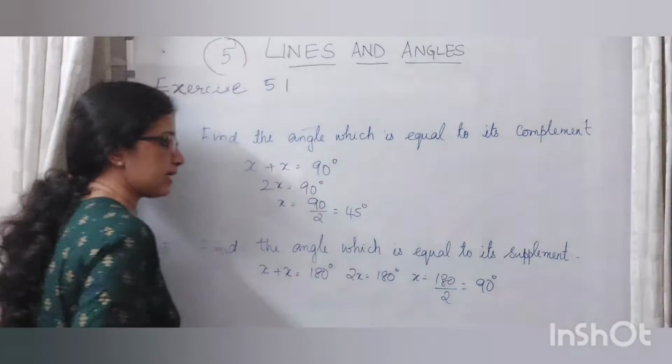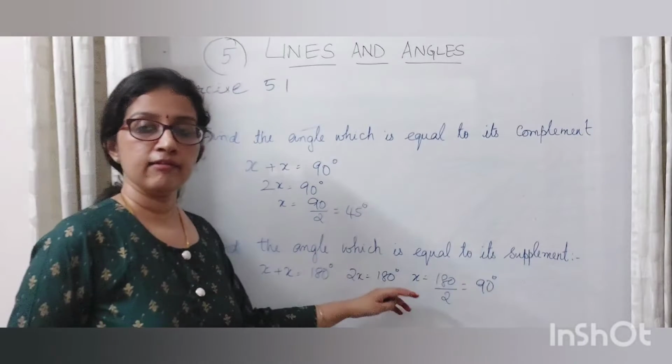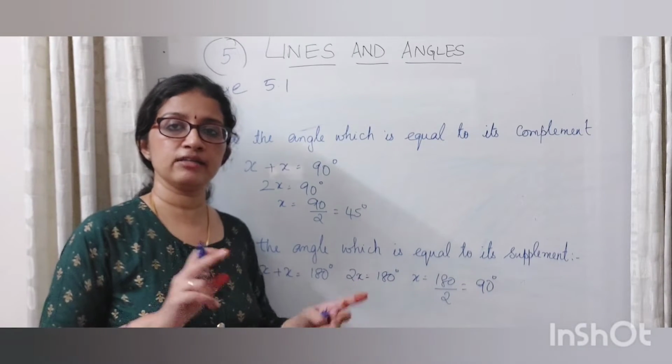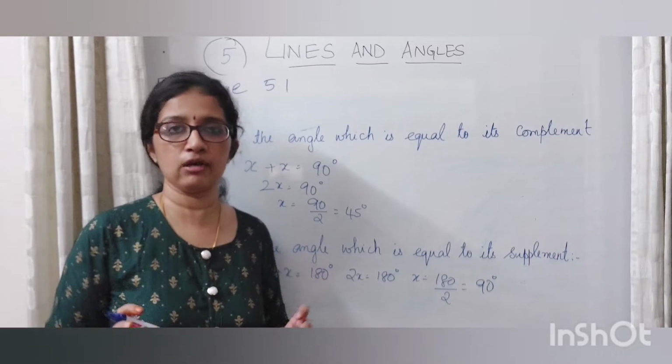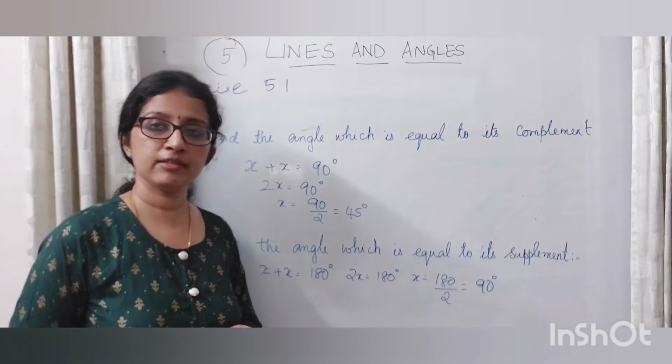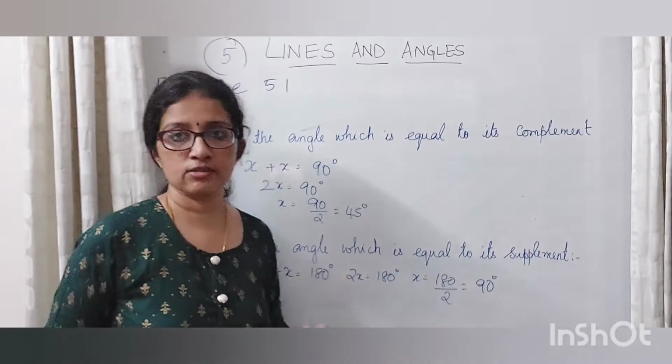So if both the angles are 90 degrees, they will be supplements to each other, right? Correct? And both the angles will be 90 degrees. So that means they are equal also. Okay? So the answer is 90 degrees. So clear with this? Now let's move on to the next question.